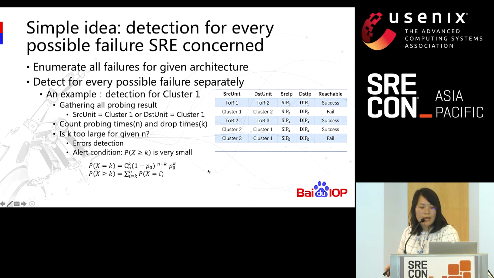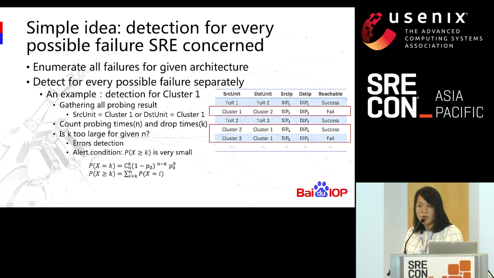For a given network architecture, we can enumerate all possible failures. Then we can detect for every possible failure separately. Take cluster 1 detection for example. We can gather all cluster level probing results with source unit or test unit equals cluster 1. Then we count the samples number and the drops number. We just call them N and K for short.